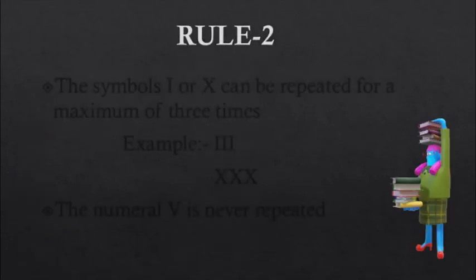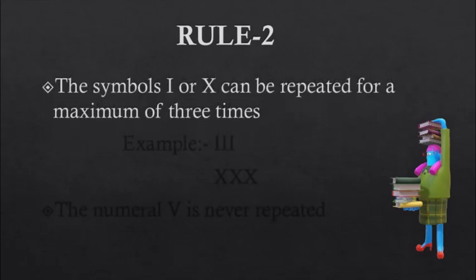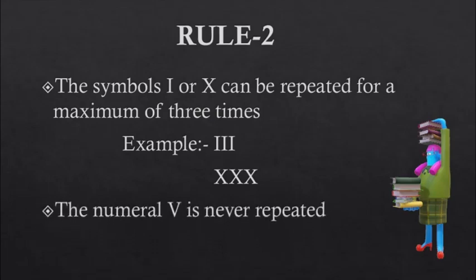So, the second rule says the symbol I or X can be repeated for a maximum of 3 times. I is what, children? 1, and X is what? 10. So these two symbols you cannot repeat for more than 3 times. Example, you can write I 3 times, which will be equal to 3, and X, which is 10, 3 times, which will be equal to 30. Also, the numeral V is never repeated.